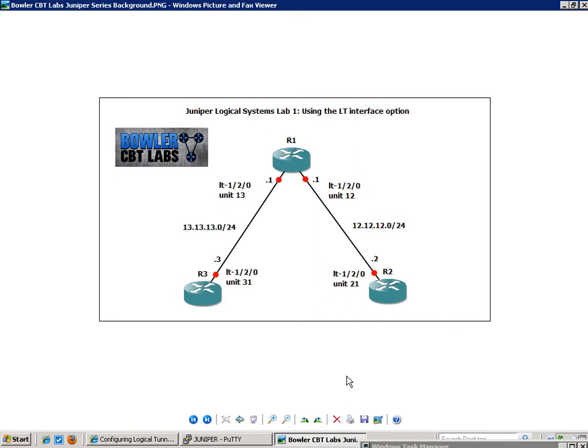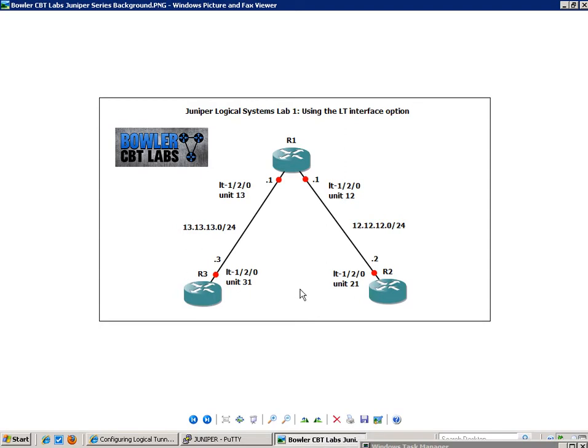And the Logical Tunnel Interface option is only on specific Juniper routers. So not every Juniper router is going to have this option. So you're going to have to do a show interfaces or show interface terse to see if you have the LT interface.